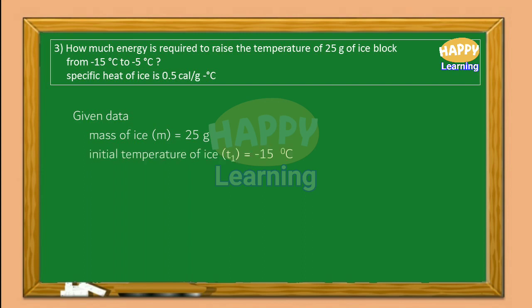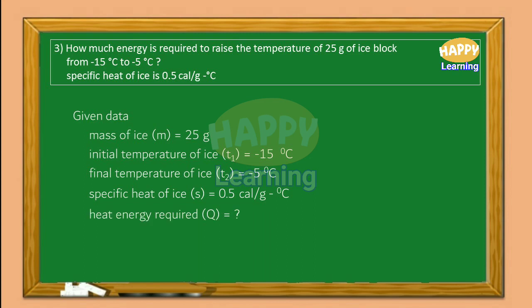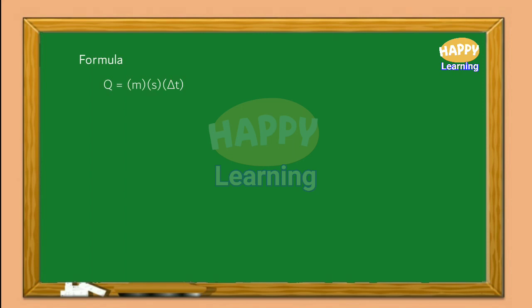Initial temperature of ice T1 is equal to minus 15 degrees Celsius. Final temperature of ice T2 is equal to minus 5 degrees Celsius. Specific heat of ice S is equal to 0.5 calorie per gram per degree Celsius. Heat energy required Q is equal to question mark. Formula Q is equal to M S delta T, that is equal to M S into T2 minus T1. The rise in temperature delta T can be written as final temperature T2 minus initial temperature T1.